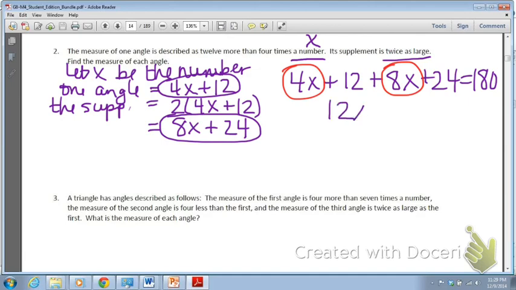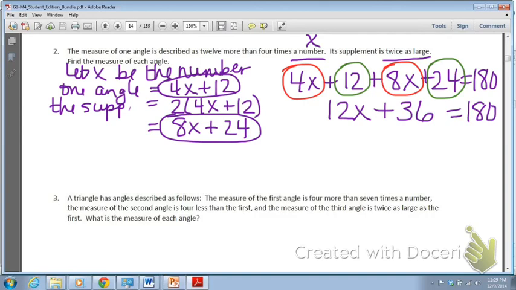So I know that 12x plus, and I can also combine the terms that don't have the variable, 12 plus 24 is 36. So 12x plus 36 is equal to 180. Okay, so I have simplified the expression on the left-hand side of the equal sign. And now I'm ready to use properties of equality.